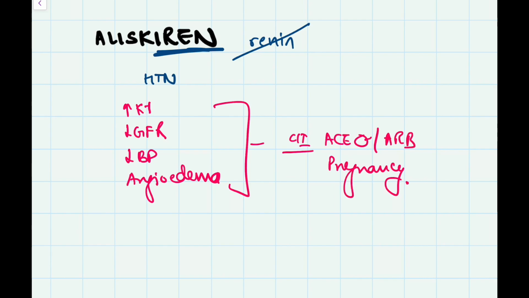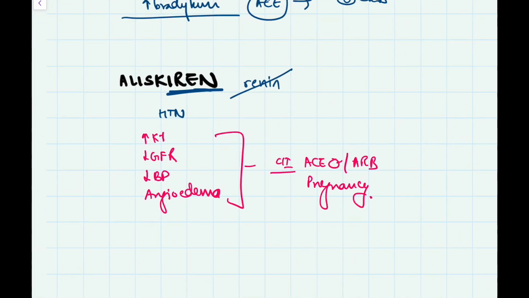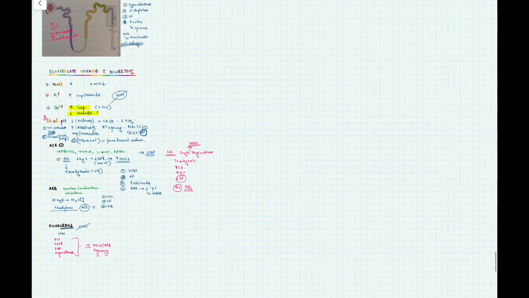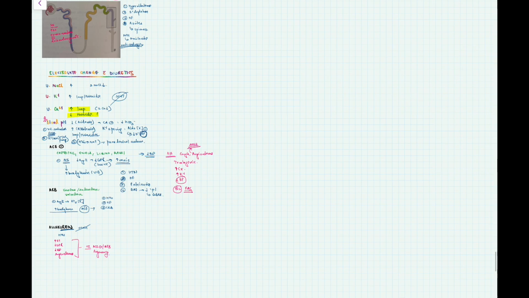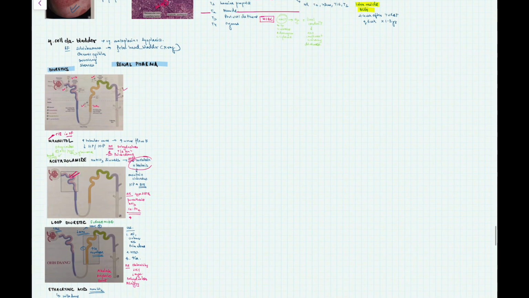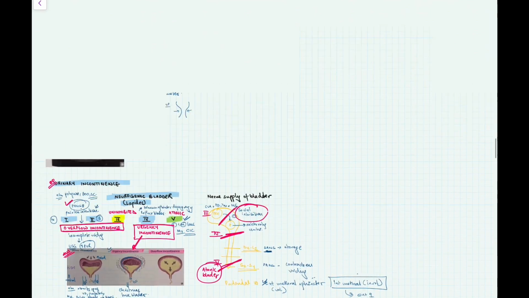So with this we complete the renal physiology, with this we complete the renal pharmacology and the entire unit on renal, right?